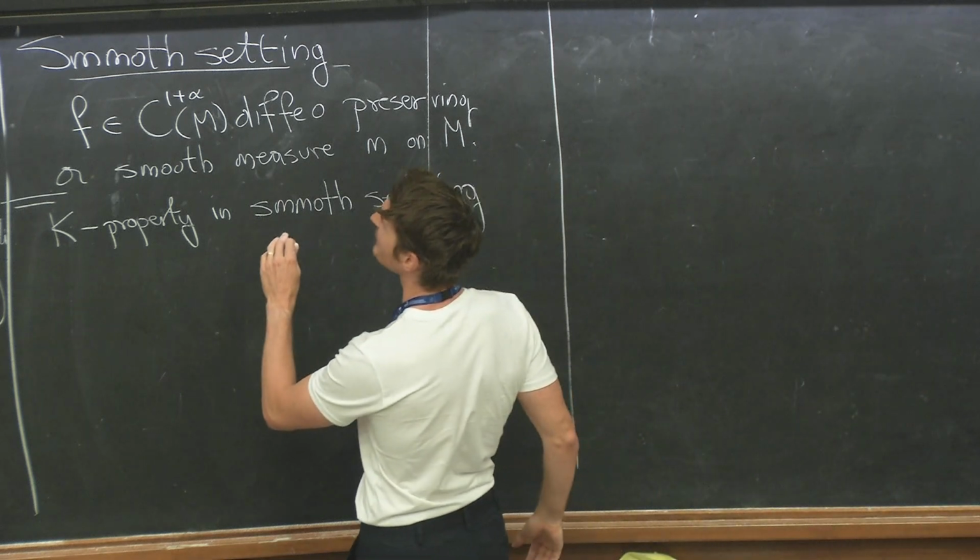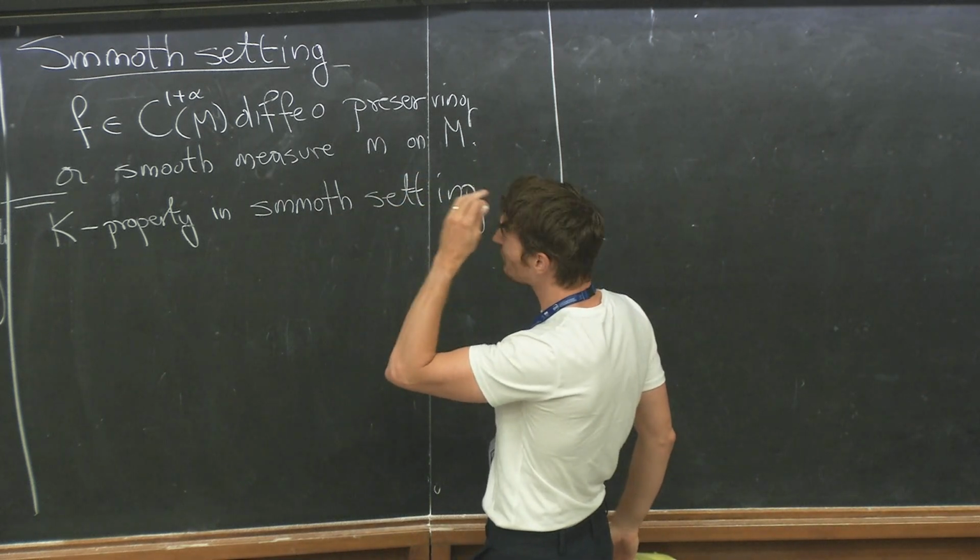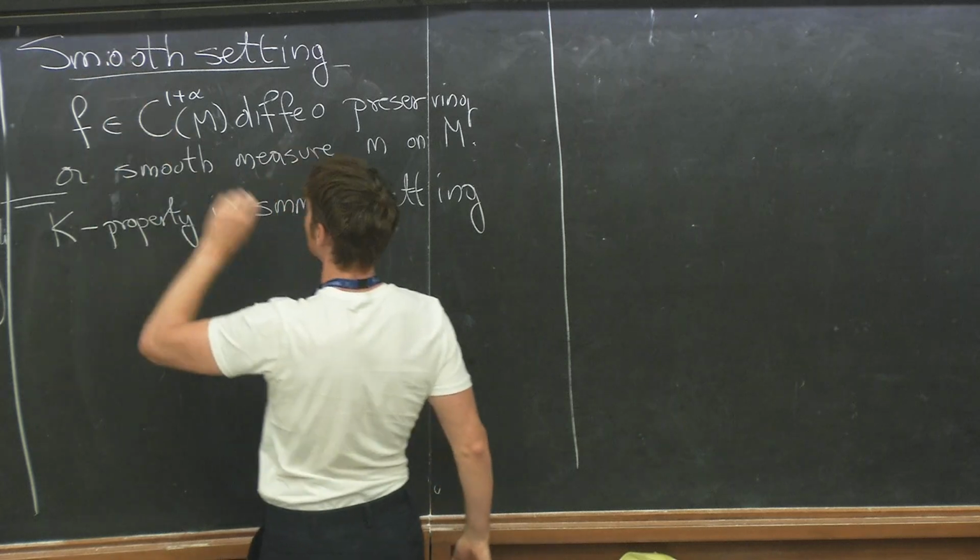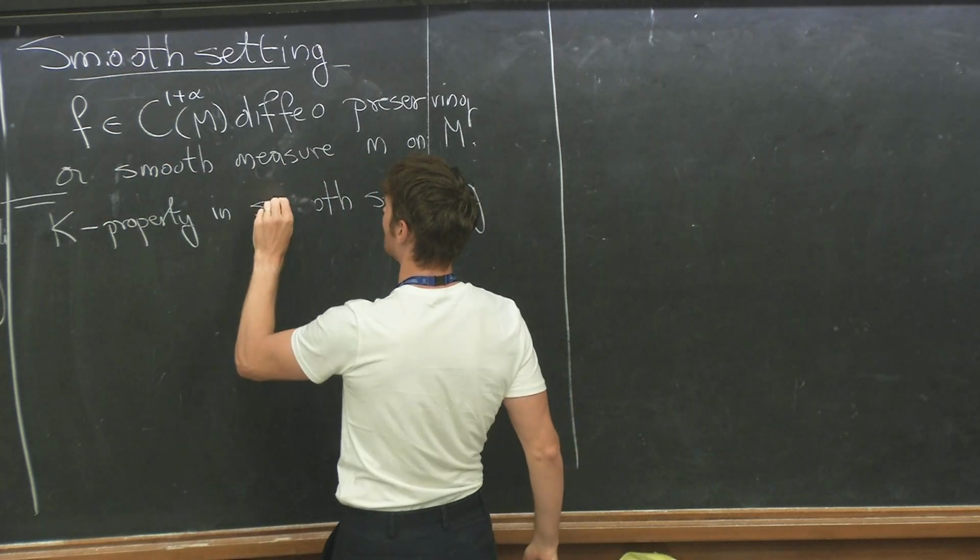Smooth is 2O and 1M, right? Yeah. Okay, sorry.